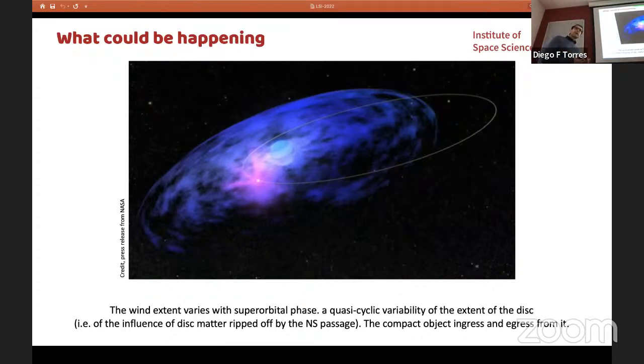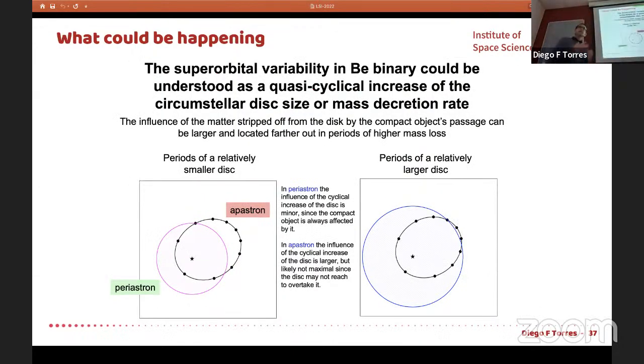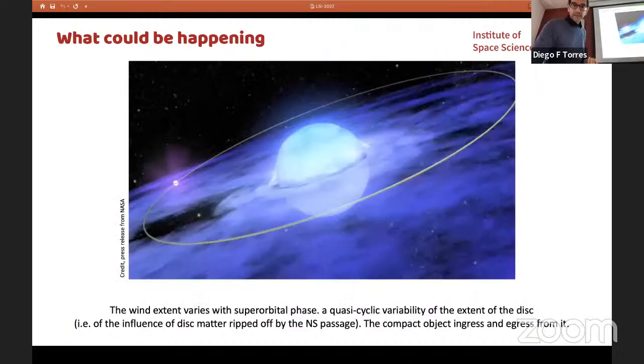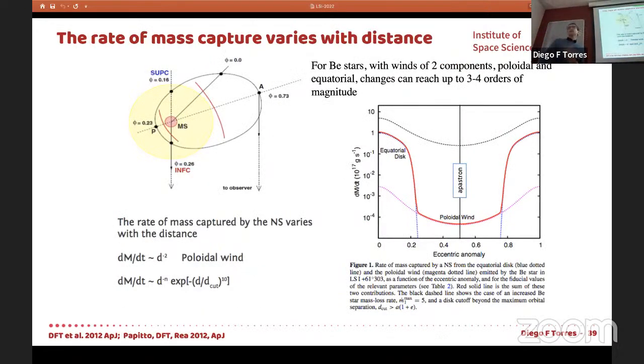Now, the superorbital variability is essentially similar to saying that the size of the disk changes in time with the superorbital period. So there are phases of the superorbital period in which, even at apastron, you are inside the disk. And when this happens, the flux is lower. In phases of the superorbital period when you are outside of the disk, the pulsar can again be active. This is the basic idea, which we then wrote in formulas, but this is the idea behind what I am going to say.